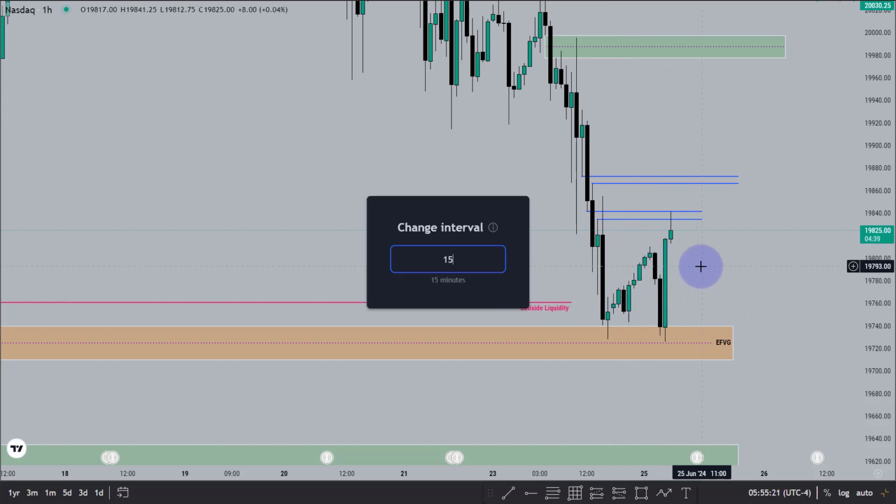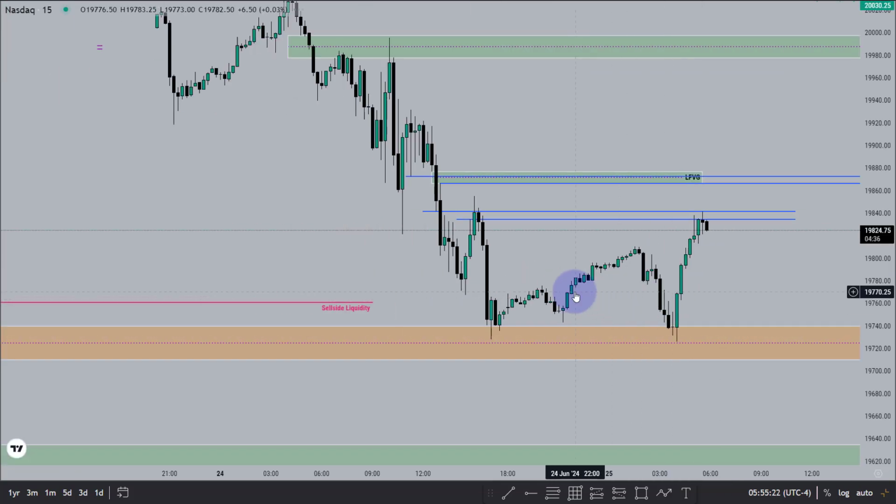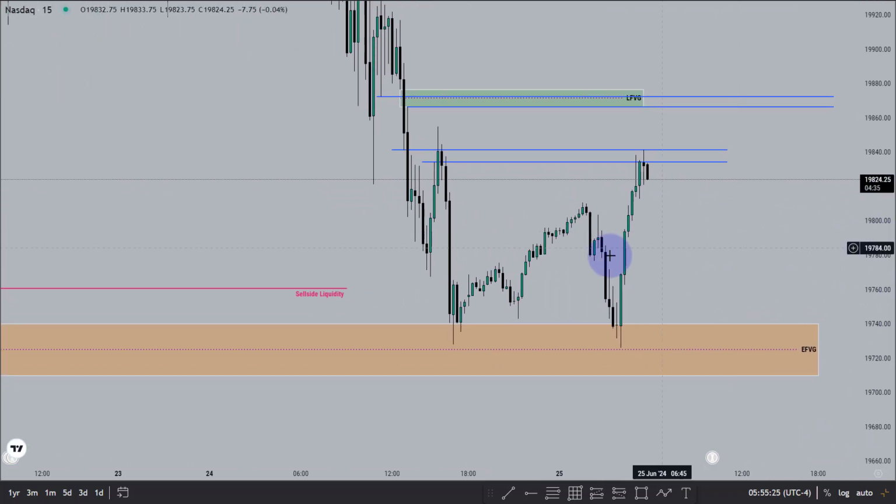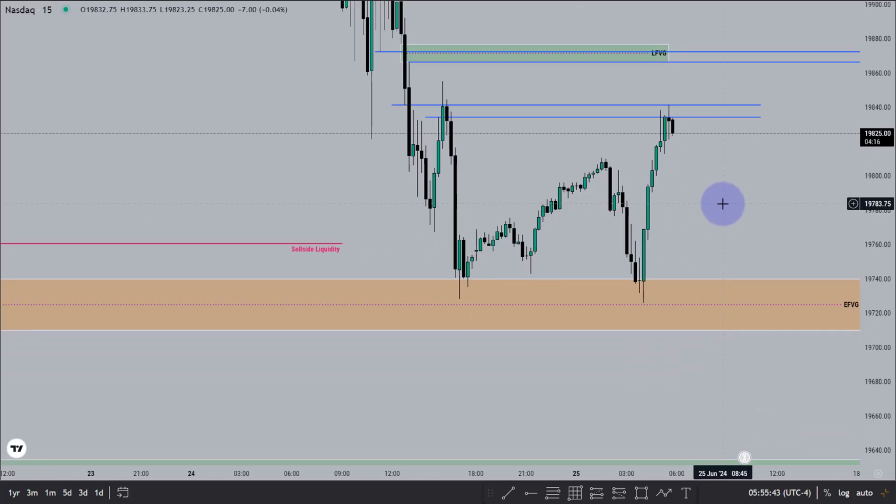So let's go to the 15-minute chart. Over here I'm in the 15-minute chart. This is the London session. This down close candle is the starting of the London session, and over here this candle is the end of the London session. So market first fell, then it went higher.